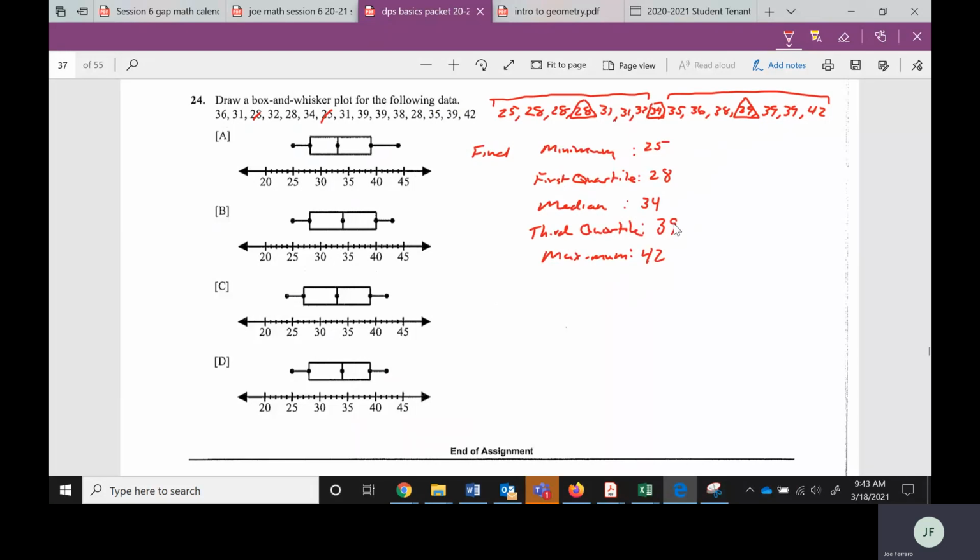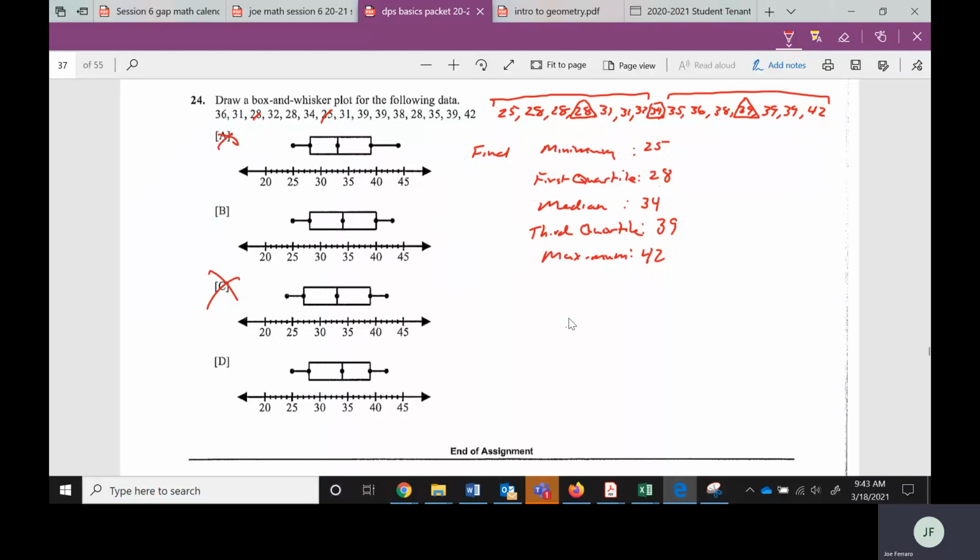So now what we got to find is the minimum, 25. So that works. This is at 24. This is at 25. So we're all good. First quartile 28. So here's 30, 29, 28. Good. Okay, so they're all still in it. Median 34. Here's 35. Here's 34. Ooh, that's one over. Looks like that's out.